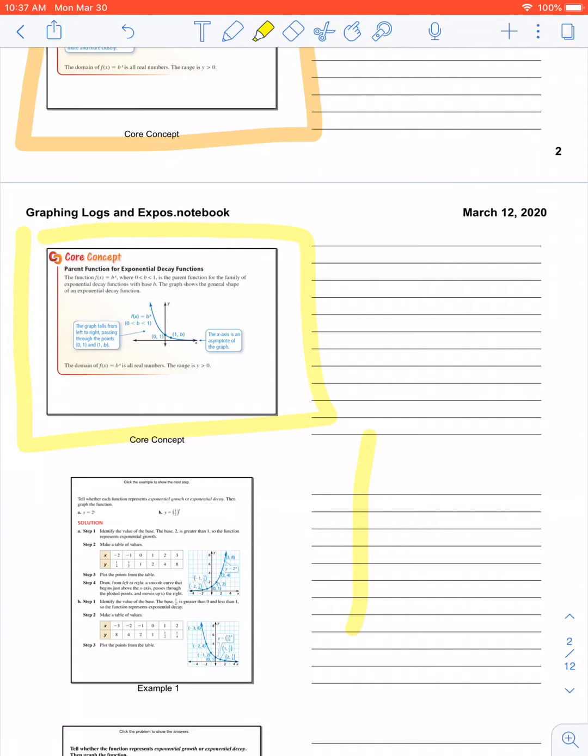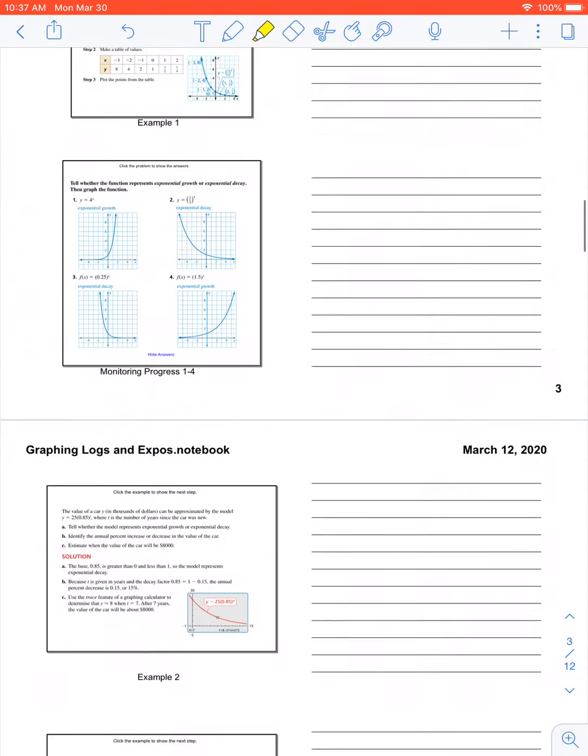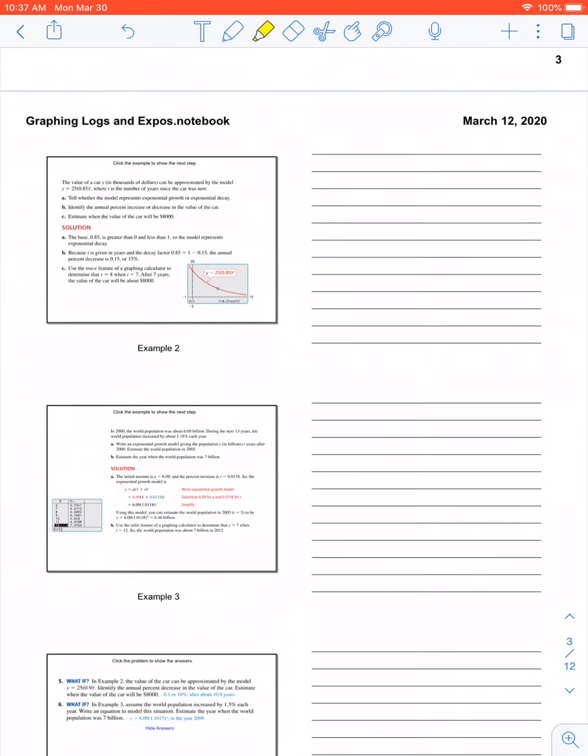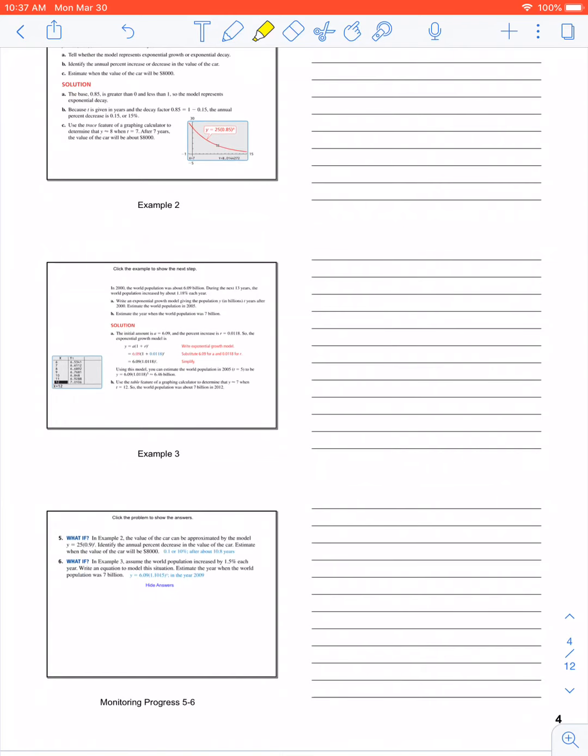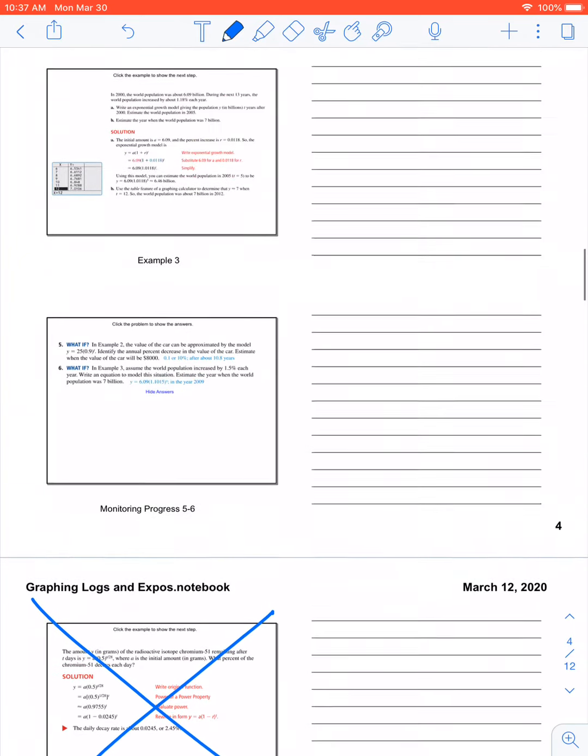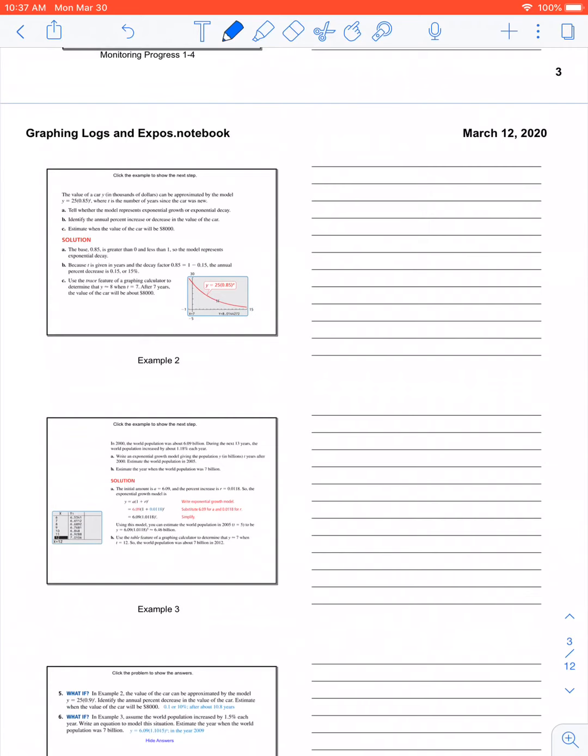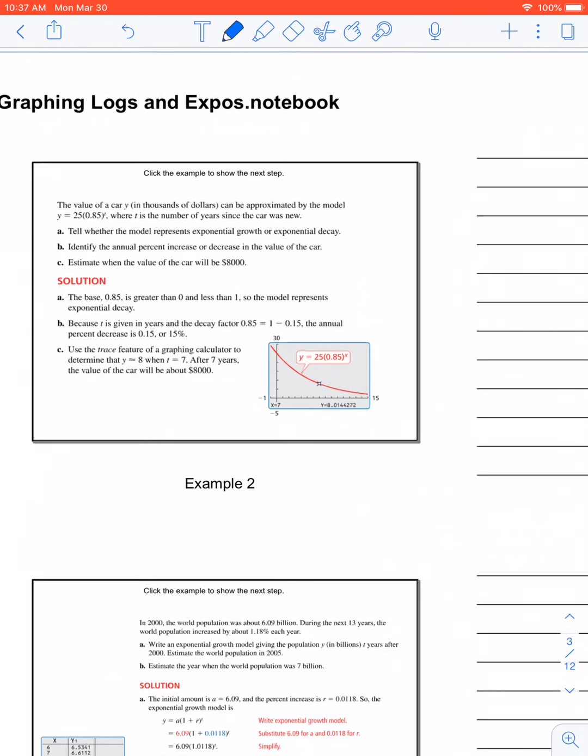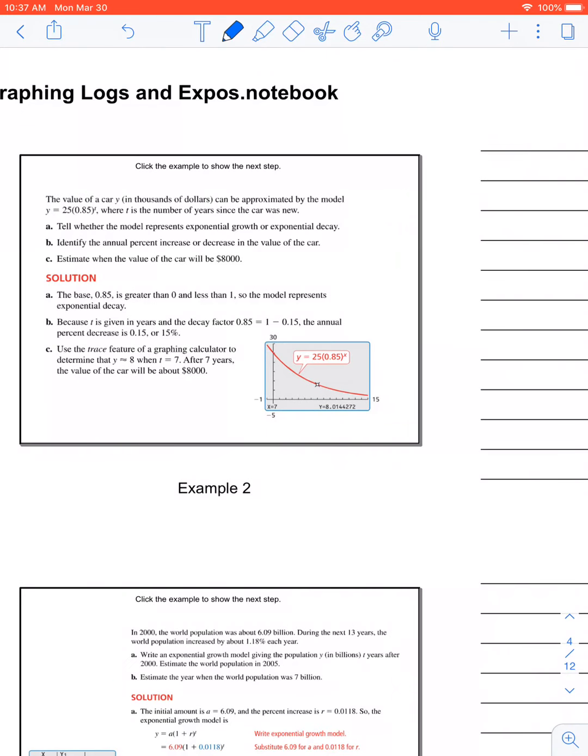Okay? So what we're going to do today is problems on page 4. We are not going to do the exponential growth one on page 5, example number 4. We aren't going to talk about problems like that, so we're just going to work through the problems on page 4. Looking at this problem here, this is similar to the one you have on your homework. It says, the value of a car Y in thousands of dollars can be approximated by the following amount.